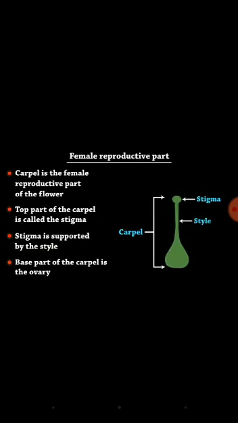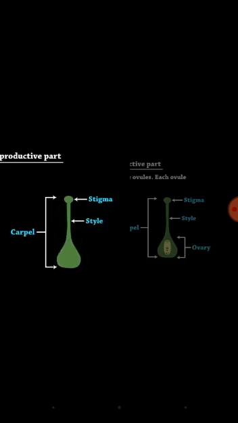Now let us look at what is female reproductive part. Carpel is the female reproductive part of the flower. Top part of the carpel is called the stigma. Stigma is supported by style. Base part of the carpel is the ovary. As we can look in this diagram and understand carefully.